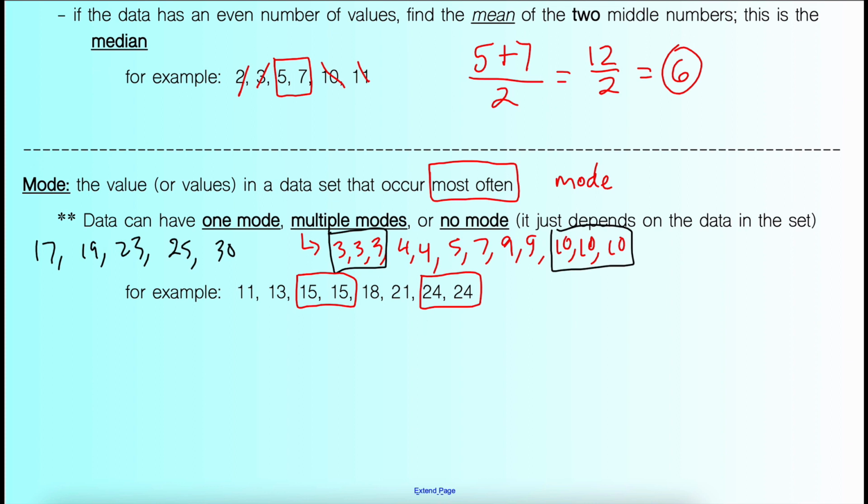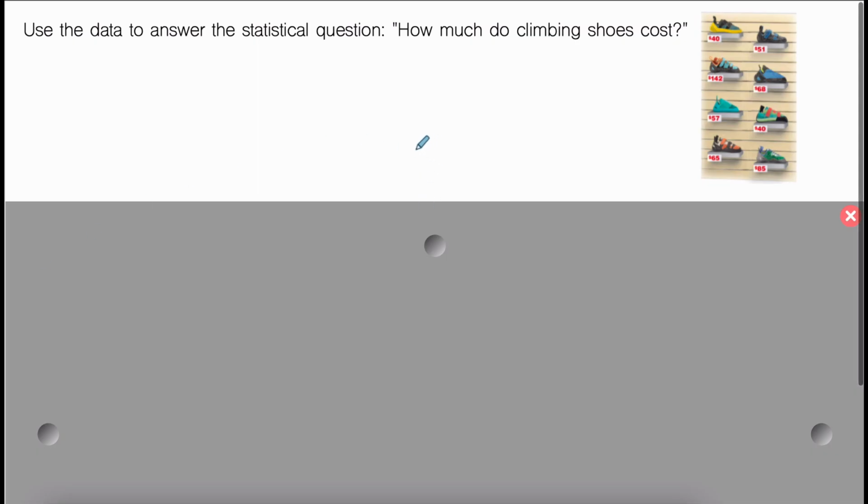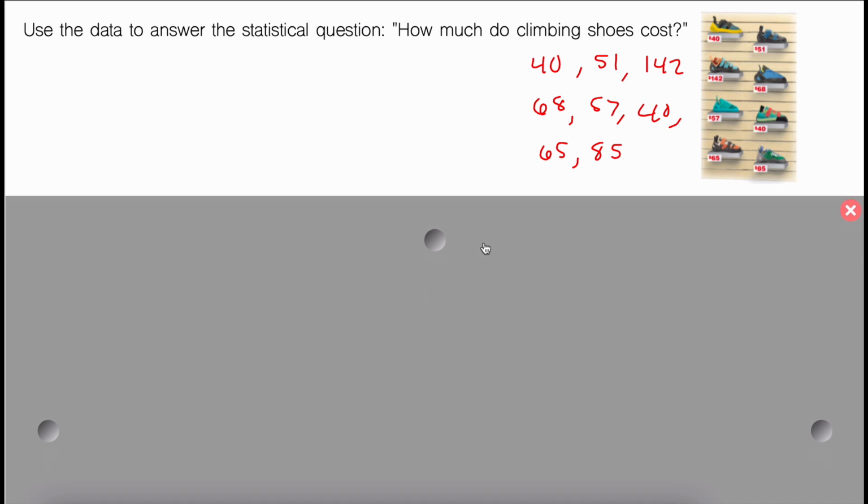So before I send you off, I'm going to give one example set of numbers, and I'm going to ask you on the screen to type in the mean, and then the median, and then the mode of the set of data. And looking at this, I'm realizing it's a bit hard to see, but climbing shoes, we've got a $40 pair, a $51 pair, a $142 pair, a $68, $57, $40, $65, and $85. All right, so get to it. I'd like you to find the mean, the median, and the mode. Ready? Go for it.